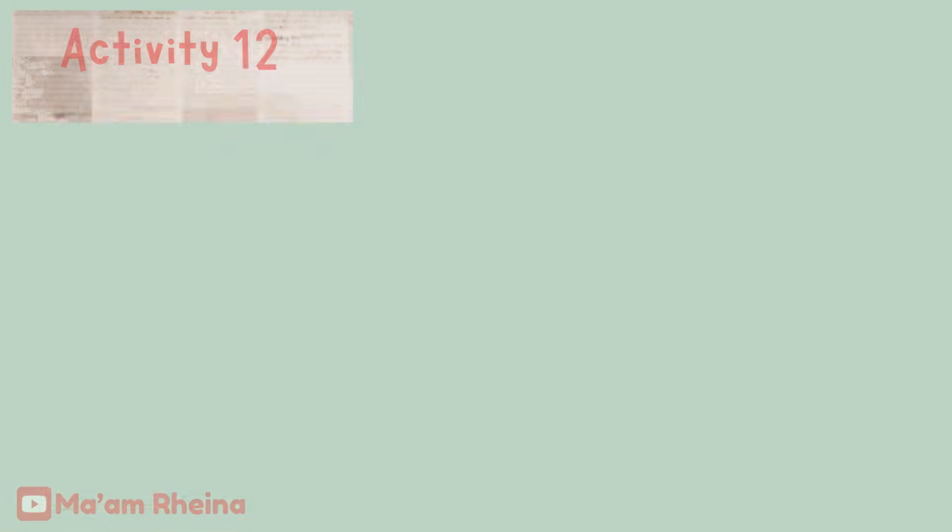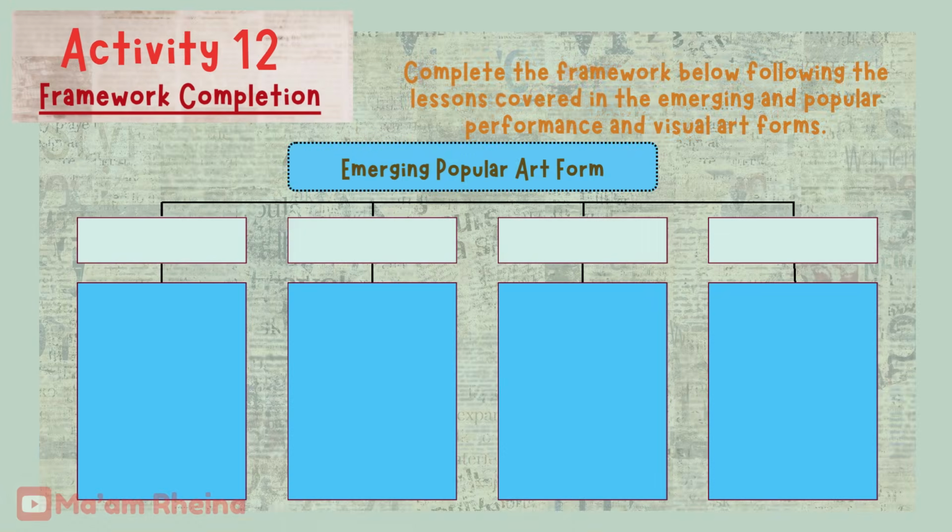For our next task, let's complete the framework. We've explored emerging and popular performance and visual art forms. From the colorful world of cosplay, the expressive styles of manga and anime, the bold beauty of street art and mural painting, to the magic of animation and fantasy characters. Now it's time to pull everything together. Your task is to complete the framework shown on your screen or worksheet.